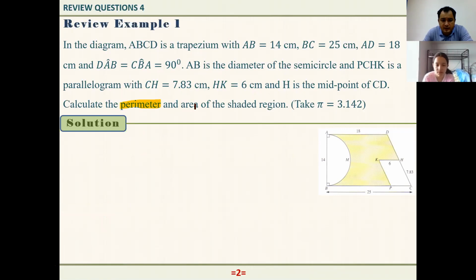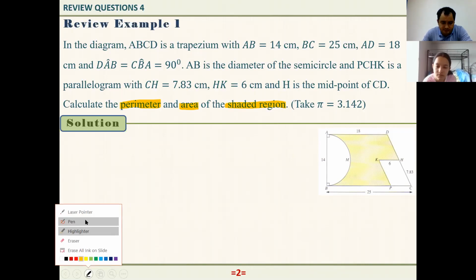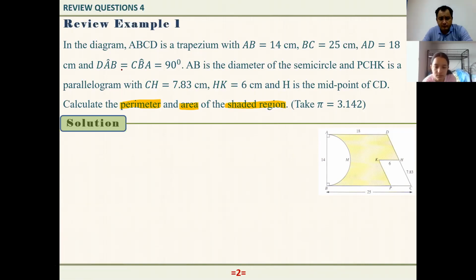We need to find the perimeter and the area of the shaded region. Okay, now once again, let's read this one by one. In the diagram, we are talking about this diagram, right? ABCD is a trapezium. Okay, stop and look at the diagram. Where is ABCD? Here, A, B, C, D. All right, we got it. Since it's a trapezium, that means this side must be parallel to this side, right? Because obviously this side is not parallel to this side. Trapezium means one pair of opposite sides must be parallel to each other. So this side is parallel to this side.